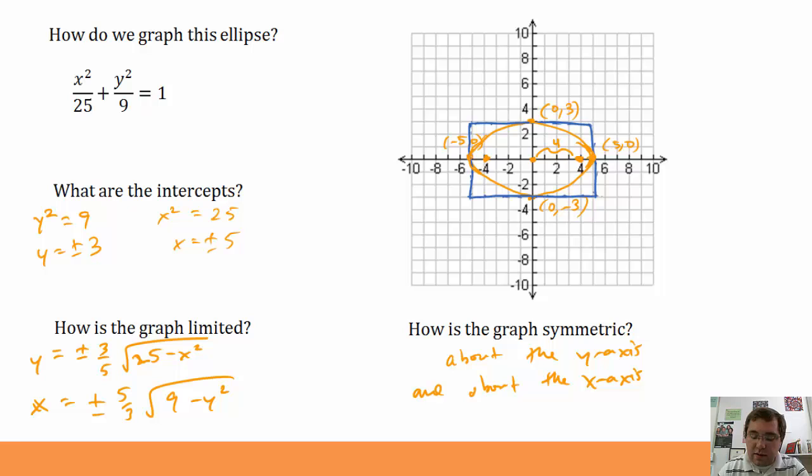The distance from the center to the end of the ellipse along the x-axis is 5. And the distance from the center to the end of the ellipse, the top of the ellipse, along the y-axis is 3.